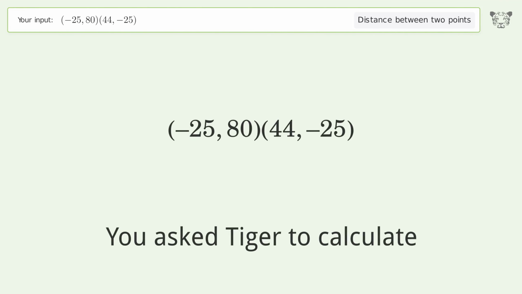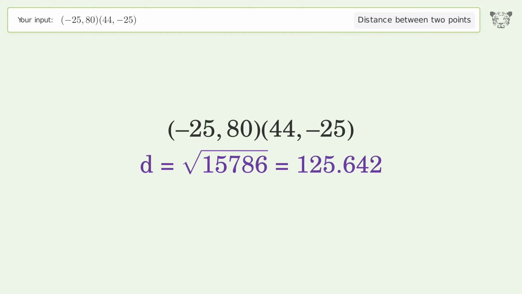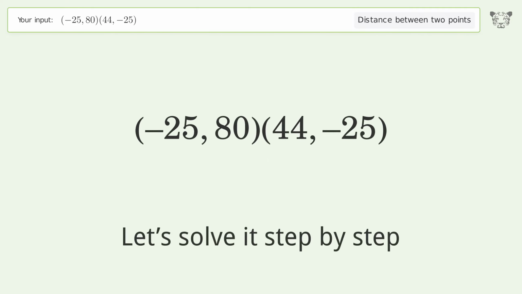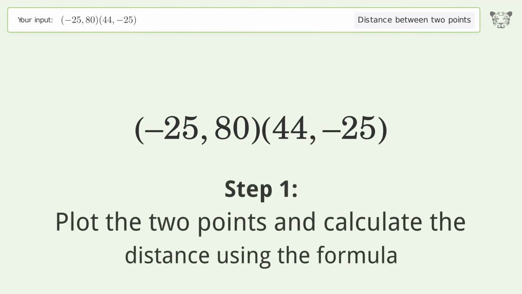You ask Tiger to calculate. This deals with the distance between 2 points. The distance between the 2 points is the square root of 15,786, or 125.642. Let's solve it step by step. Plot the 2 points and calculate the distance using the formula.